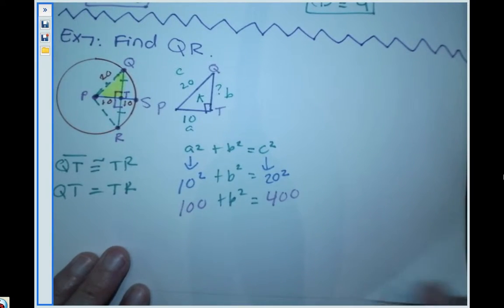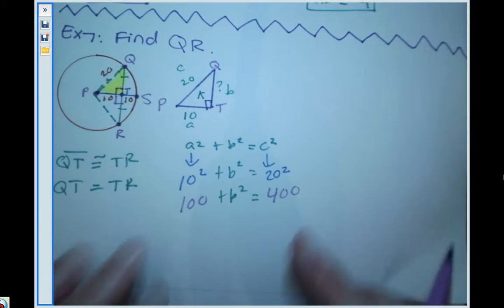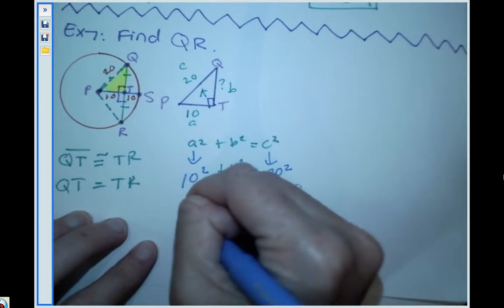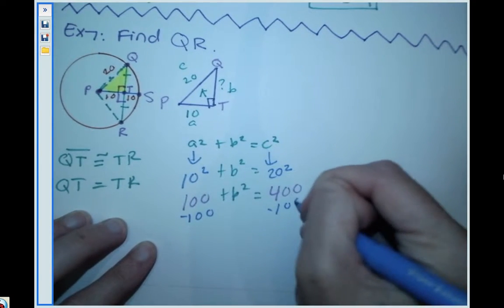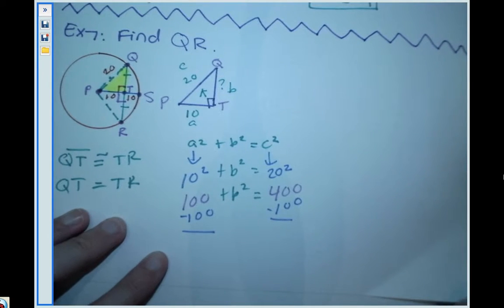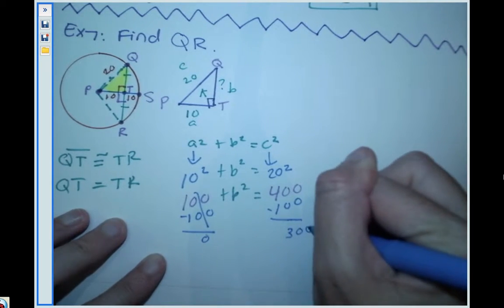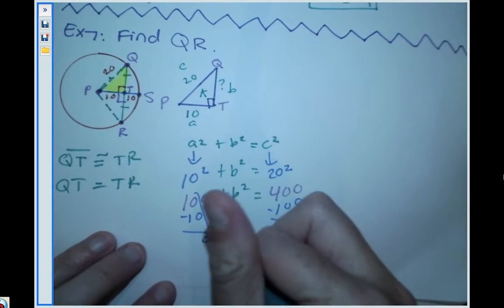All right, let's solve this for b. How do I move a positive 100 to the other side? I would subtract it on both sides. So 100 minus 100 will cancel and turn to 0. 400 minus 100 will turn to 300. So we have b squared equals 300.